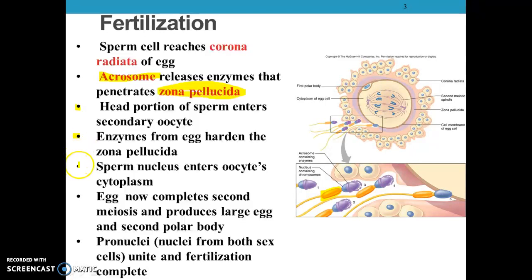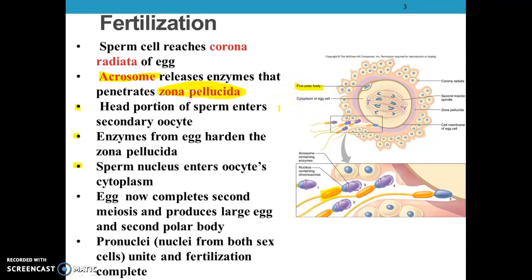The sperm's nucleus enters the oocyte's cytoplasm. Remember, oocyte's just the egg cell. So the nucleus is where the DNA is. DNA from the sperm enters the inside of the egg cell. The egg now completes second meiosis and produces a large egg and a second polar body. If that's kind of confusing, you might want to go back and review the female part of the reproductive system. But remember, when the egg cell goes through meiosis, the first time we produce one primary oocyte, and then a polar body is just a little small section, you can see it up here in the picture, that we're going to get rid of the extra chromosomes that we don't need.